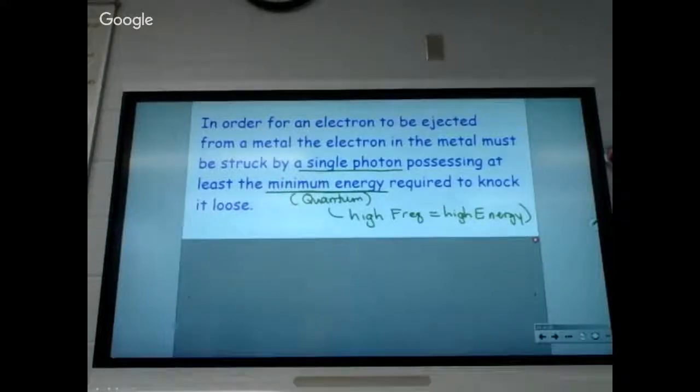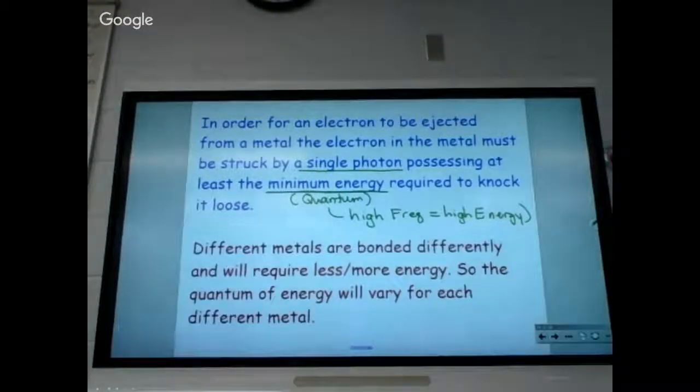All right, so the last thing I have up here is what happens for different metals. Do they all work the same way, or are they different? Okay, so different metals, are they going to require the same amount of energy? No. So if different metals require different amount of energy, will their quantums be the same? No. So that's what the brown color sort of says.